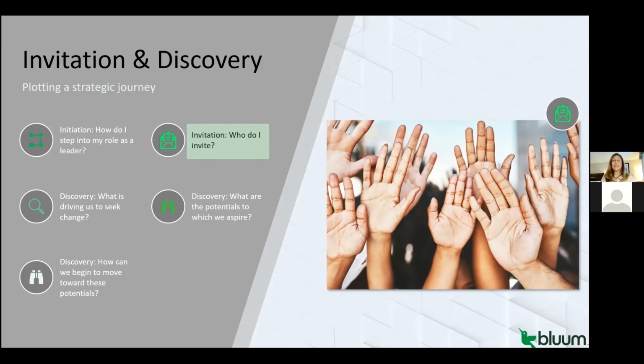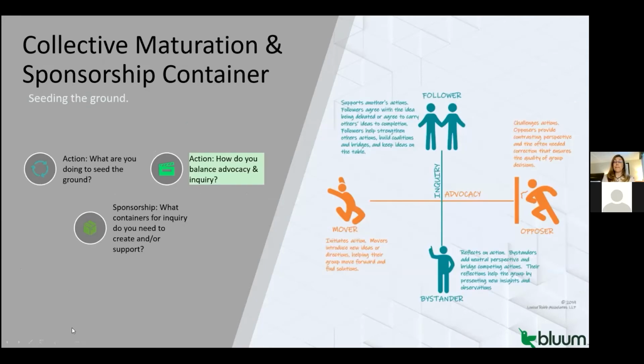So I asked you to jot down who you would invite to be a part of the technology leadership team. And I asked you to write down the names of 5 staff or faculty members that you would invite. Just take 10 seconds to revisit those names, or if you didn't have a chance to write them down, just jot some names down now. Because the next step that we're going to look at is balancing inquiry and advocacy. And we're going to look at the members of your team. So how do you balance advocacy and inquiry?